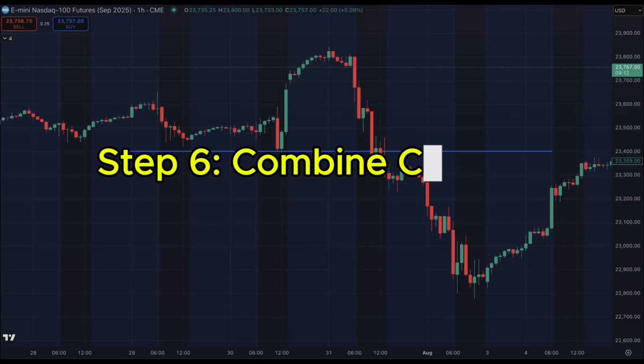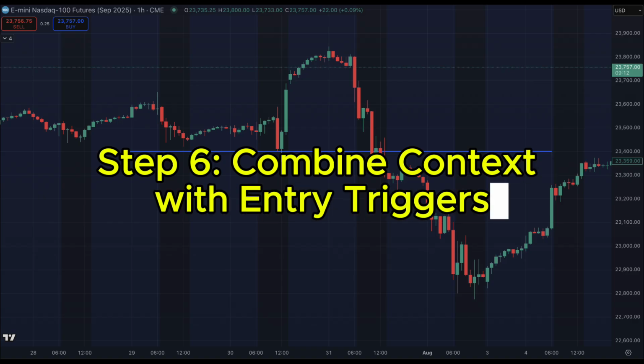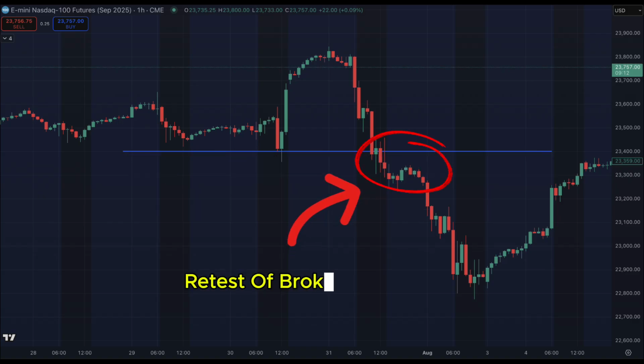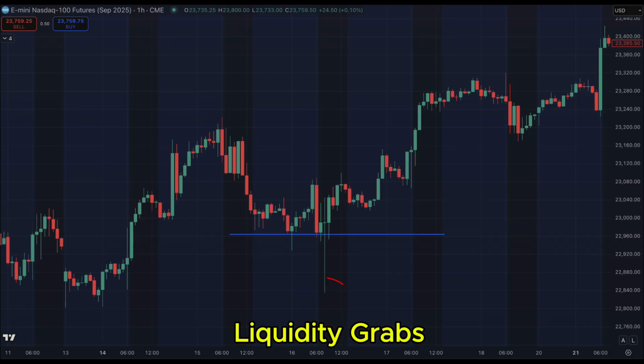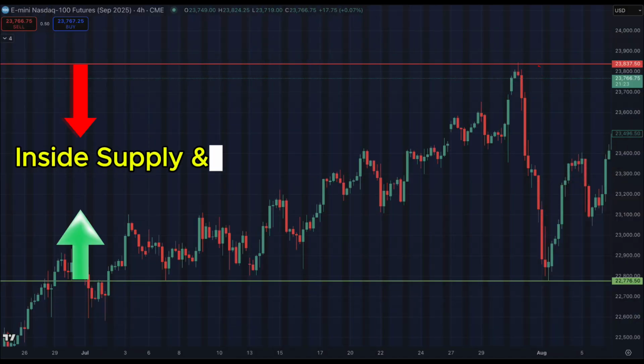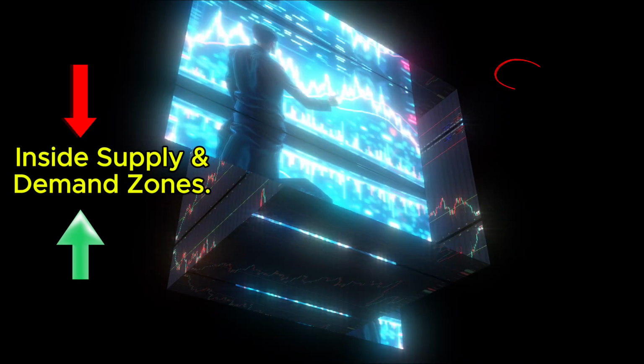Step 6. Combine context with entry triggers. Finally, once you know the structure, don't rush. Use it as your context, then wait for clear entry triggers, like retests of broken structure, liquidity grabs, or rejection candles inside supply and demand zones. This step makes sure you're not just guessing, but trading with structure and logic.